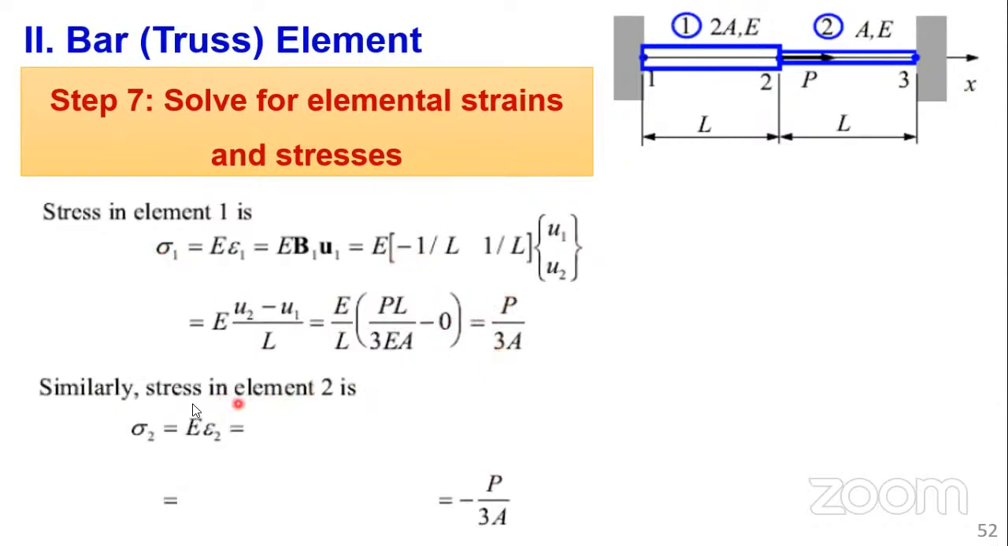Similarly, for stress in bar 2, I have left this one as an exercise. You try to get the value of sigma 2 by using the same equation. Sigma 1 is equal to E epsilon 1, which is E B1 U1, and then substitute. The other one will be E B2 with U2 and U3. It's as simple as it can be. So try to obtain the stress values here.